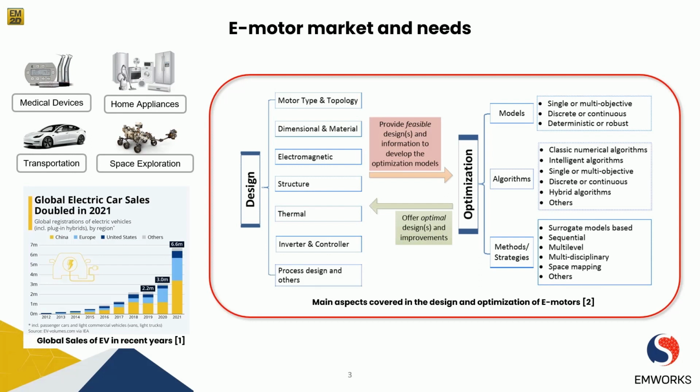As we can see in this diagram, the main aspects of the design optimization of electrical machines consist of two main parts. First is the initial design, where we should choose the motor type, its topology, and also the material we're going to use to build our prototype and the final product. Also, we have to consider the electromagnetic performance, structural performance, and thermal performance.